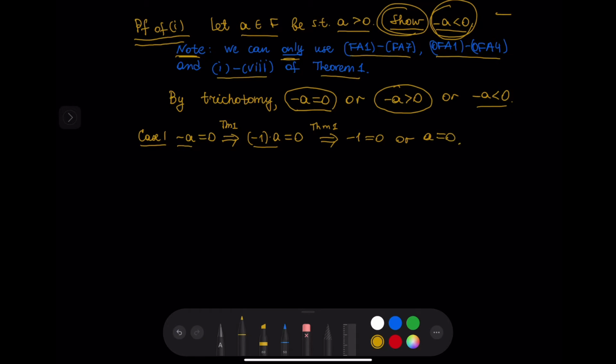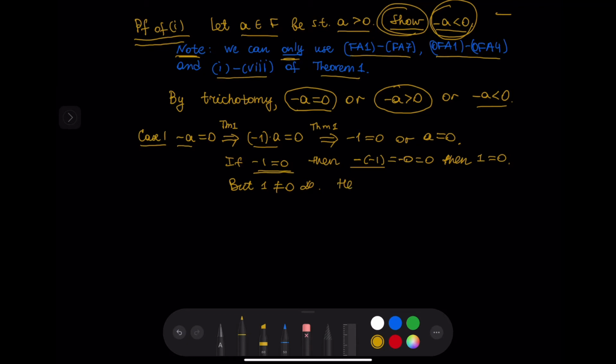So if negative 1 is equal to 0, then minus 1 is equal to minus 0. However, the additive inverse of 0 is equal to 0. And then by theorem 1, the minus of minus 1 is 1. So then 1 is equal to 0. However, by the field axiom, that is the existence of multiplicative identity, 1 is not equal to 0. So that's a contradiction.